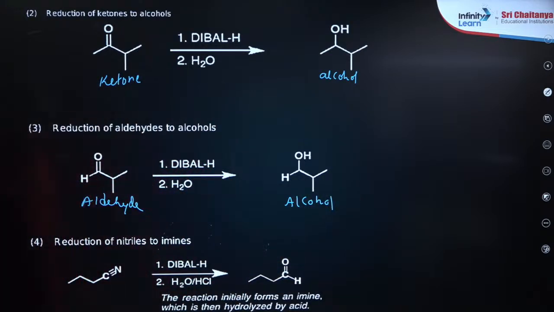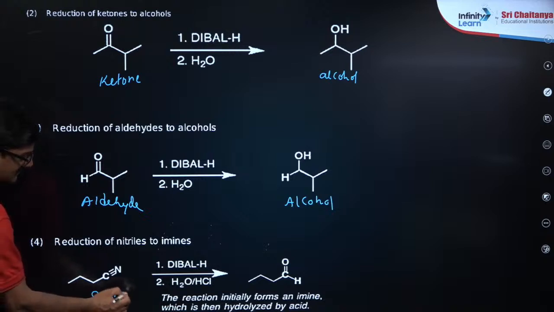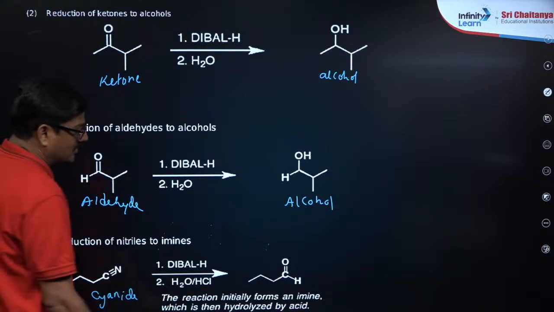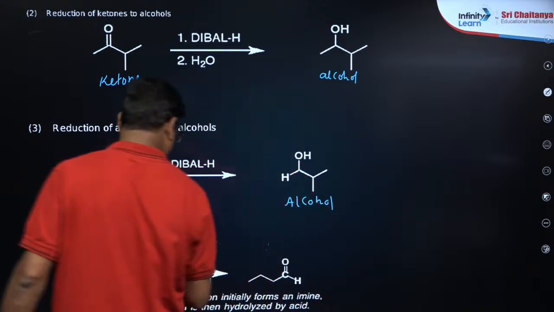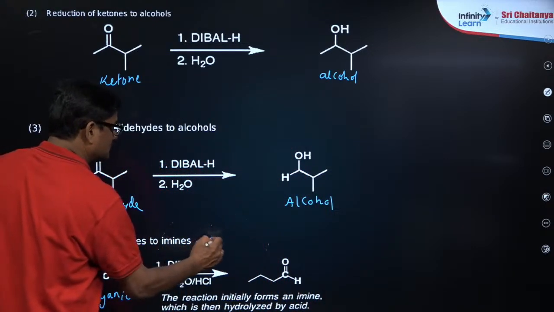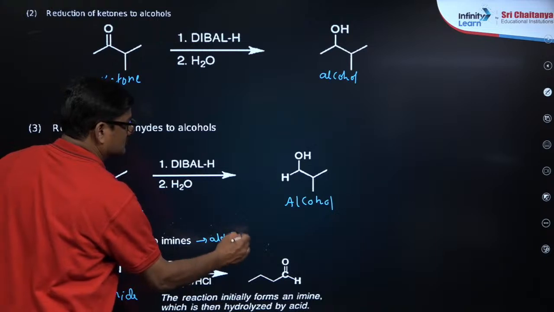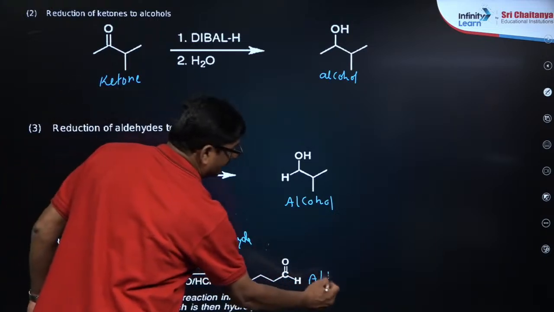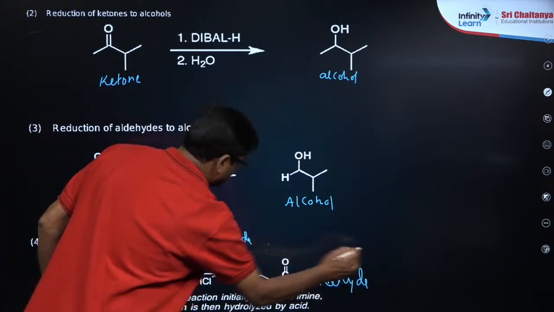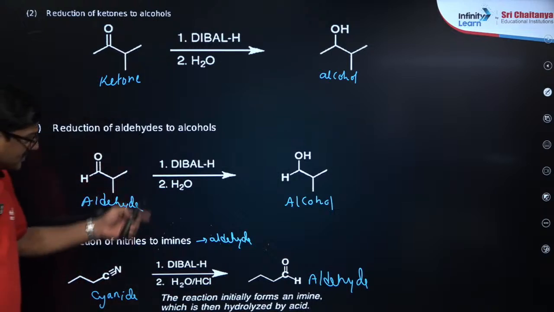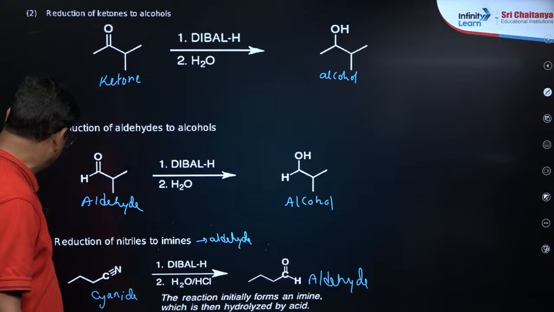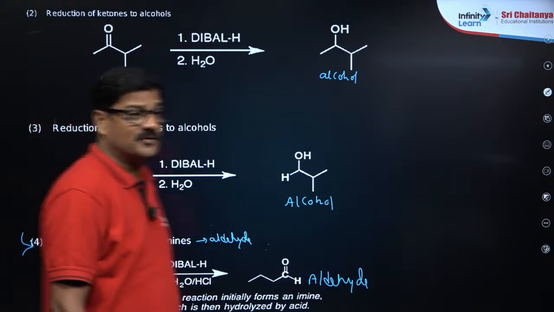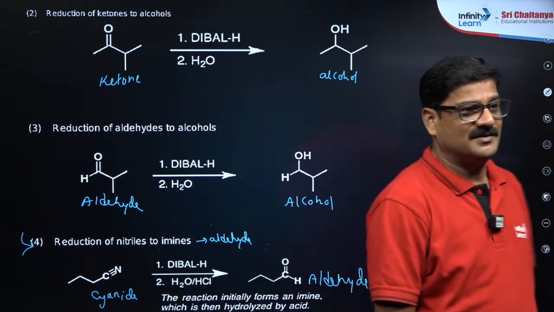Reduction of nitriles to imines. Nitrile means cyanides, and it is going to give rise to aldehyde. First, reduction of nitrile gives rise to imine. Imine further gives rise to aldehydes, which we are going to do in carbonyl compounds. Fourth reaction, right? Very good.